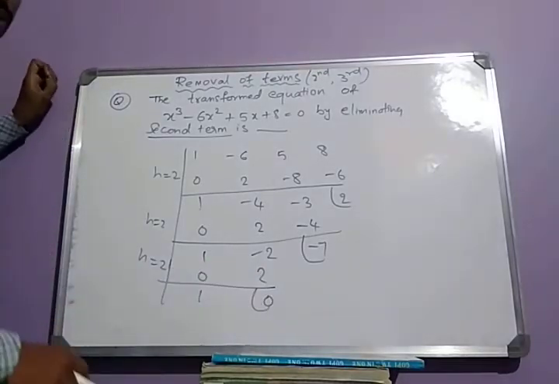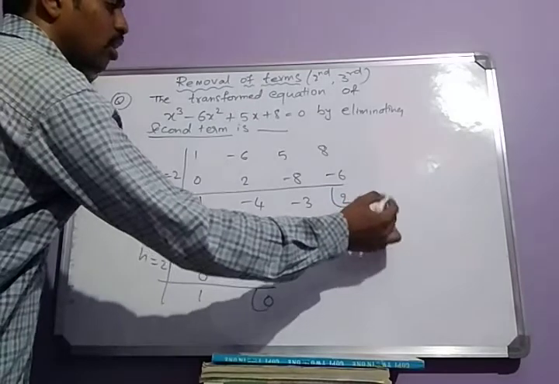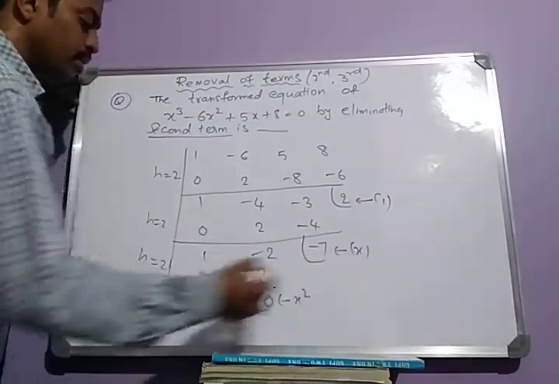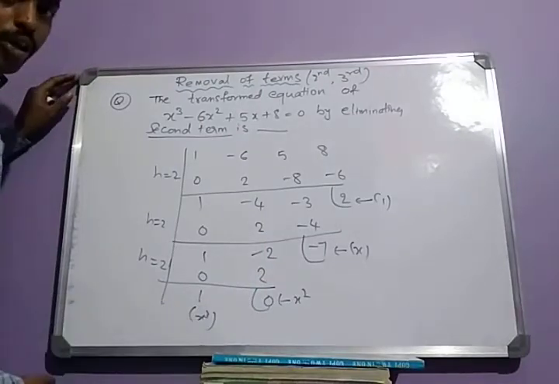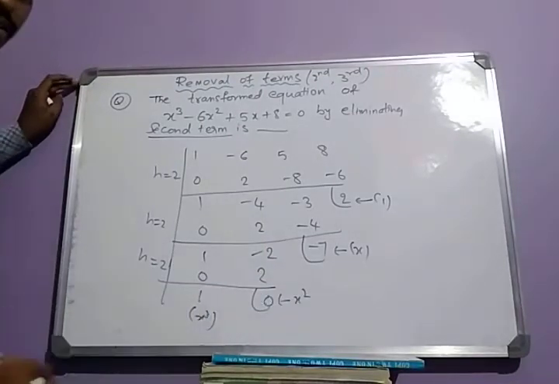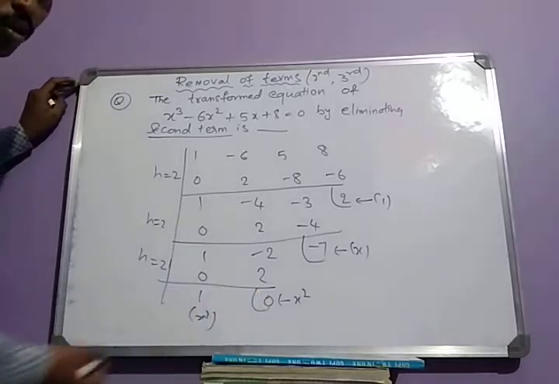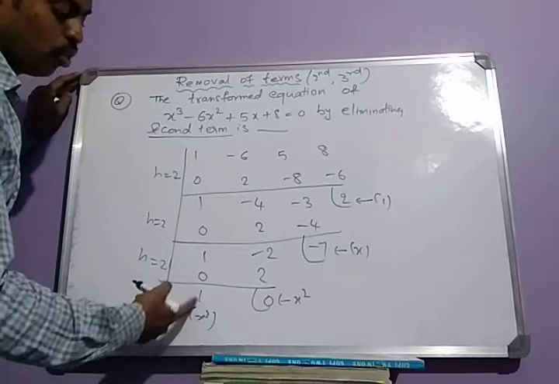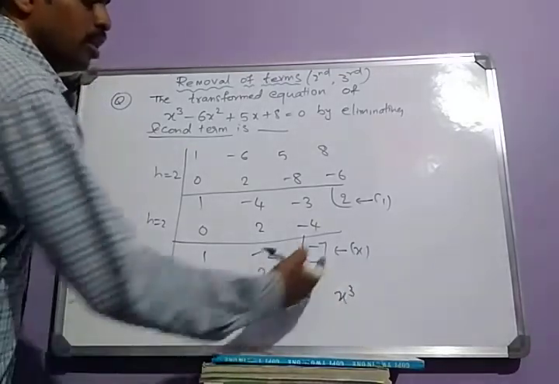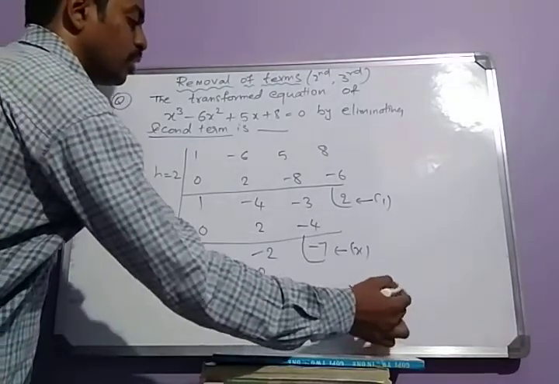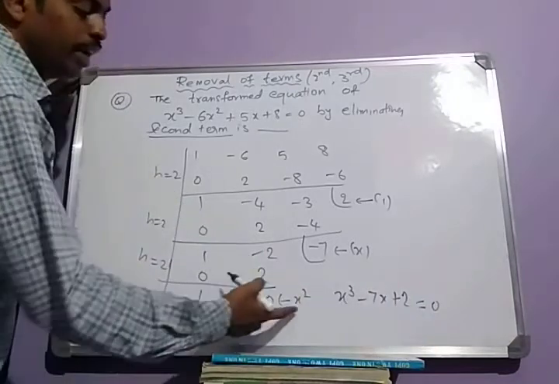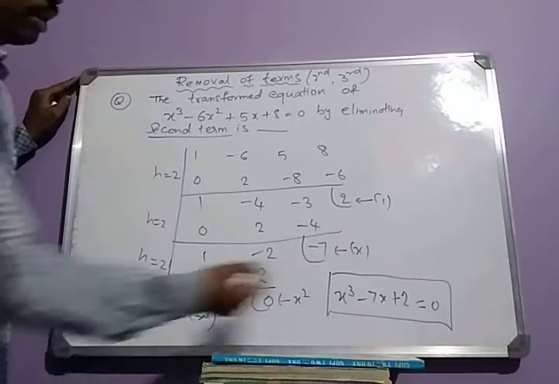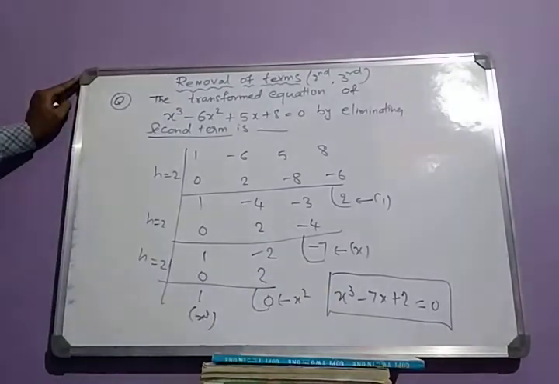We have got the transformed equation where this is the constant term and this is the x term, this is the x square term, and this is the x cube term. Are you observing that the coefficient of x square is 0? Yes, that means the second term is eliminated. Therefore, the required transformed equation is 1 into x cube minus 7 into x plus 2 equal to 0. Because this is 0 into x square, we can ignore it. So in the transformed equation, the second term is eliminated.